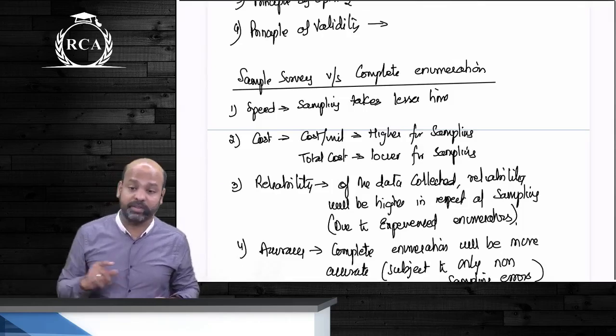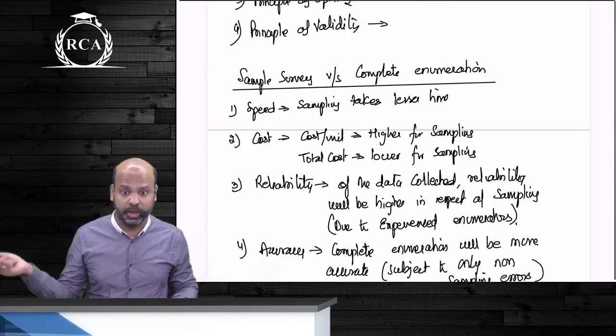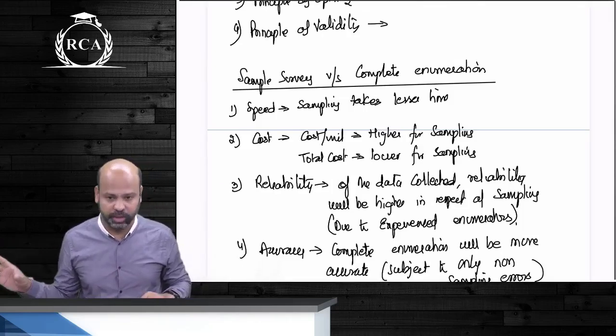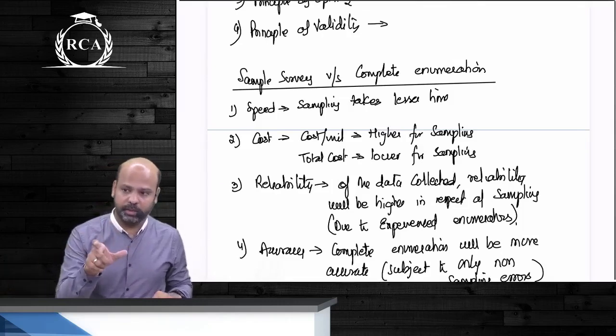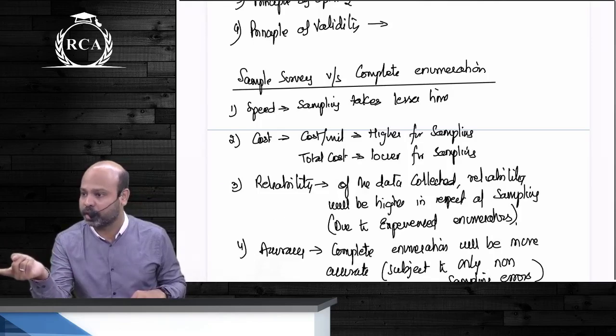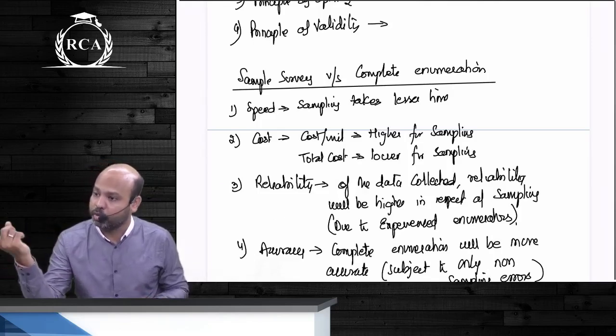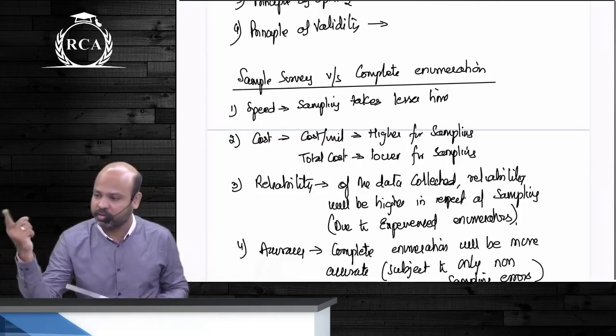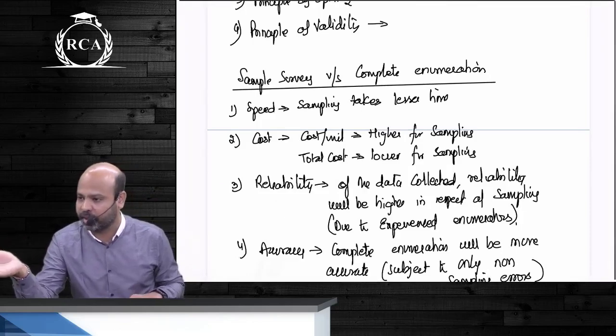Reliability के मामले में sampling wins. Accuracy के मामले में population, complete enumeration wins. Reliability of the data that you have collected will be more in respect of sampling, because there are experienced enumerators who are collecting the data. Complete enumeration obviously will result in more accurate answers, guys, because all the observations are being verified.